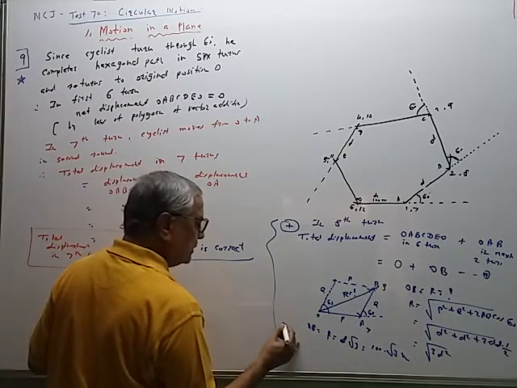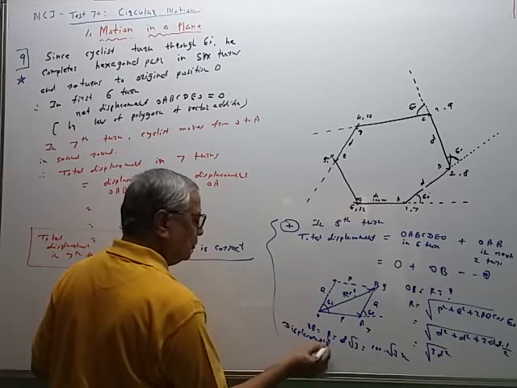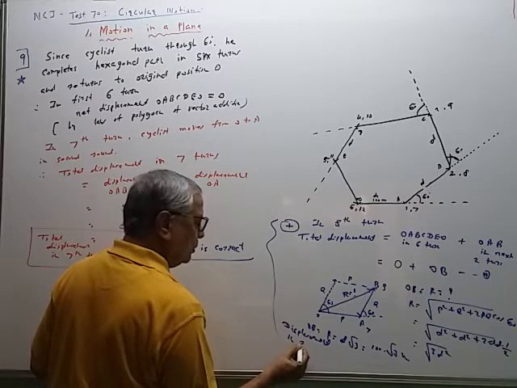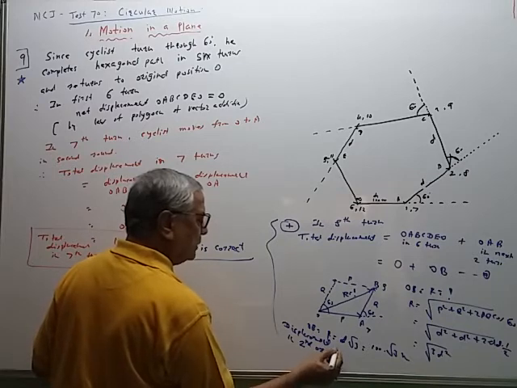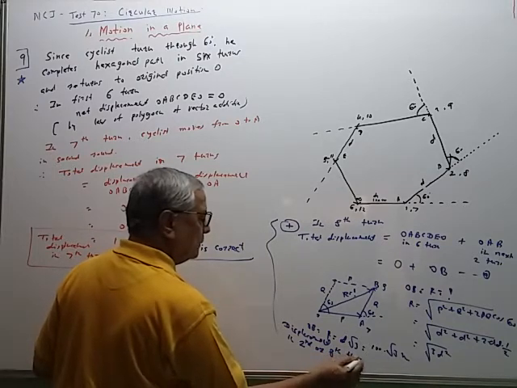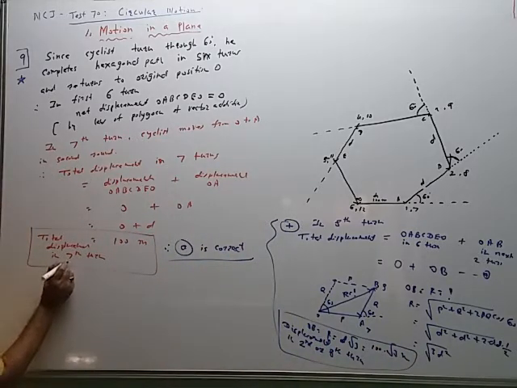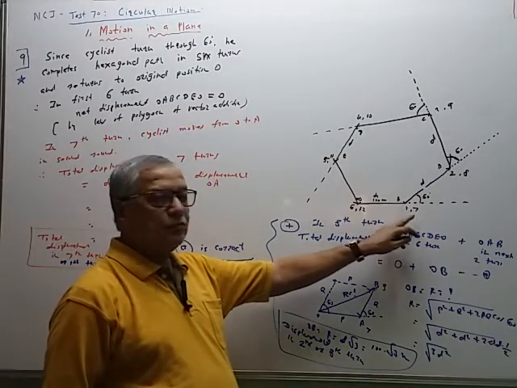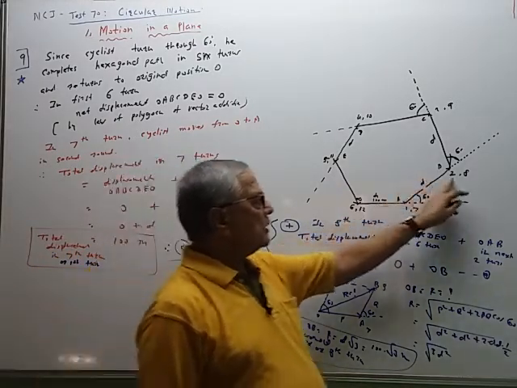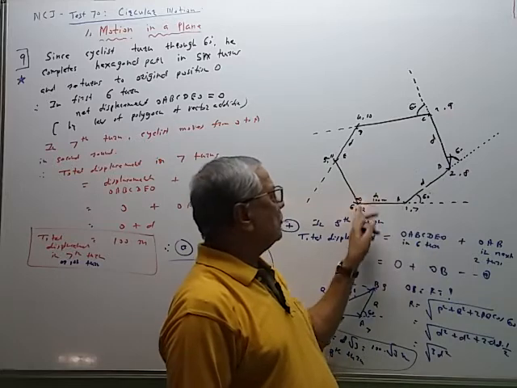So what is this OB? It is the displacement in the second or 8th turn. This is also the displacement in the first or 7th turn. Displacement in the first and 7th turn will be the same, equal to D. Displacement in the second and 8th turn will be the same, equal to OB. Displacement in the third and 9th turn will be equal to OC.